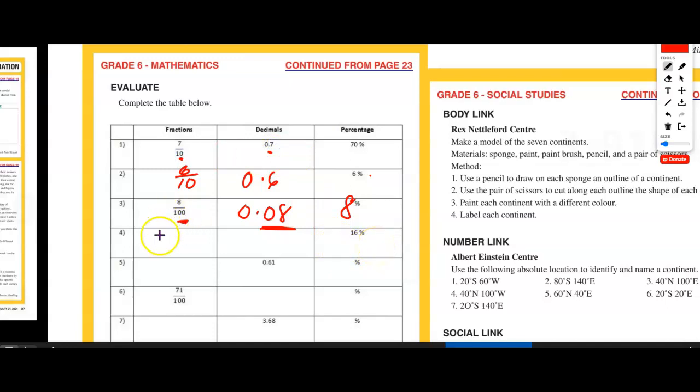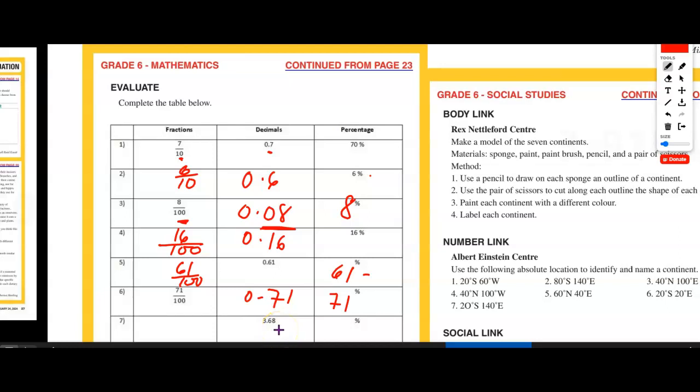16% would really be 16 over 100, 16%. Cool. So it would be 0.16. All right, next one. So I have 0.61, 2 places of decimal here. So this is going to be 61 over 100, and that would be 61%. 71 over 100. This gives me the decimal 0.71 or 71%.